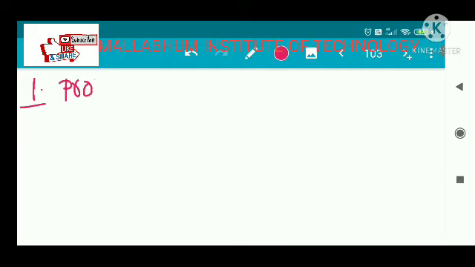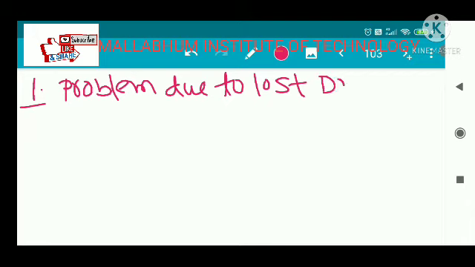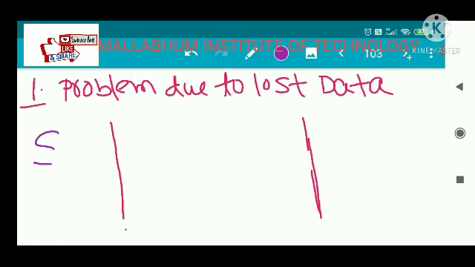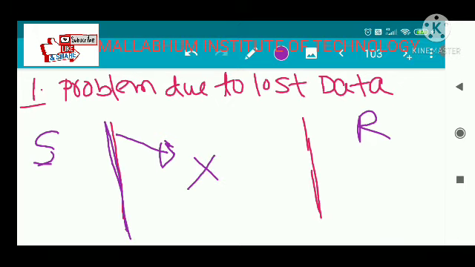Problem due to lost data. That means suppose there is a sender and there is a receiver. Now the sender sends the data. What happens is that after traversing for some amount of time, this data packet is dropped or lost. Now the sender waits for the acknowledgement for an infinite amount of time, and the receiver waits for data for an infinite amount of time.